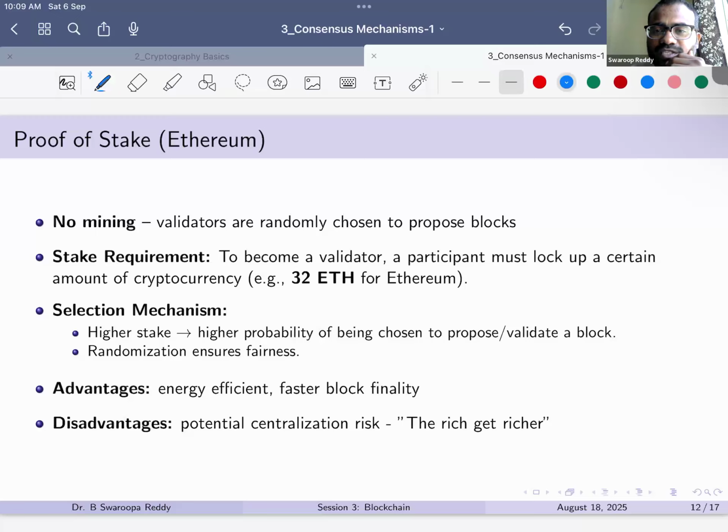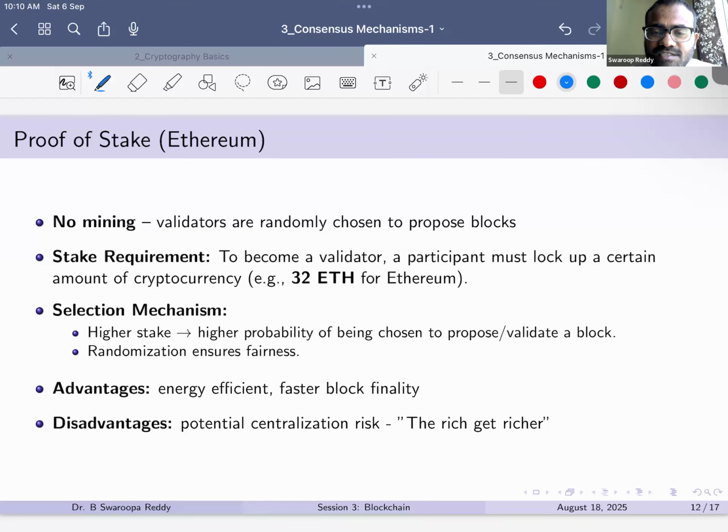Entirely, randomization ensures the fairness. For every new round, a new proposer will be chosen, and the probability of picking a block proposer depends on his stake. Suppose if you have one validator, your chance will be 1 by the total number of validators. If you have two validators, it will be 2 by the total number of validators. If you have 100 deposits, it will be 100 by the total number of validators. So the more deposits, the more chances of getting the proposal.